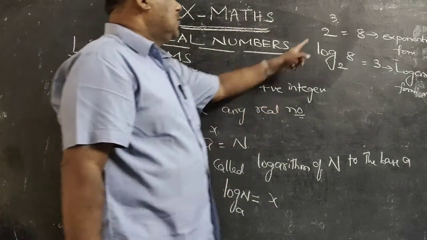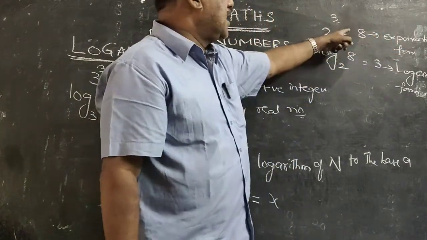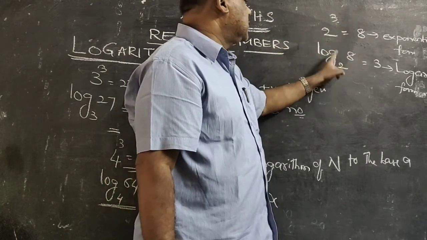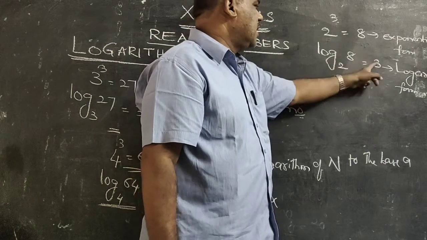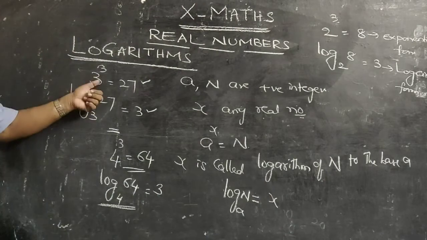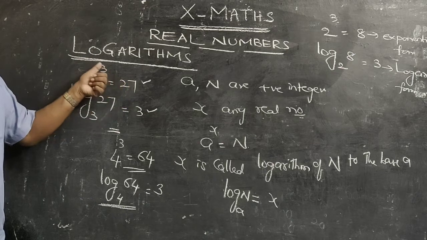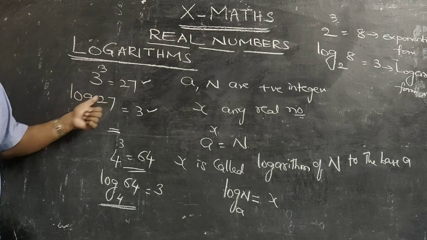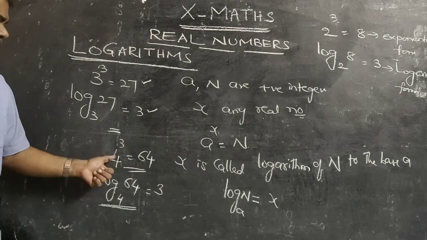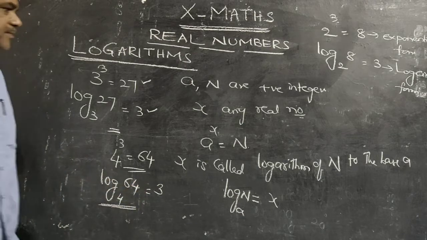For example, 2 cube is 8. This is called exponential form. When you apply logarithm, 3 comes here, 8 goes there. So it is log 8 to the base 2 is 3. This is called logarithmic form. So here you see 3 cube is equal to 27. When you apply logarithm, log 27 to the base 3 is 3. 4 cube is equal to 64. When you apply logarithm, log 64 to the base 4 is equal to 3.